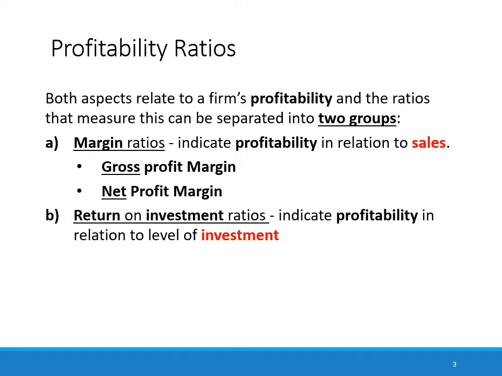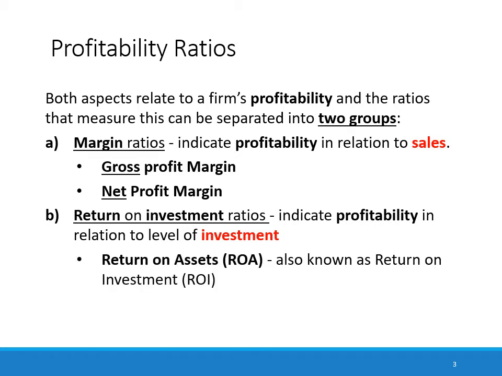For the other group, two is return on investment ratio. This indicates profitability in relation to the level of investment. So there are two differences. One is in relation to sales. The other one is in relation to investments. The ratio covered here is return on assets, in short ROA, also known as return on investment, ROI.